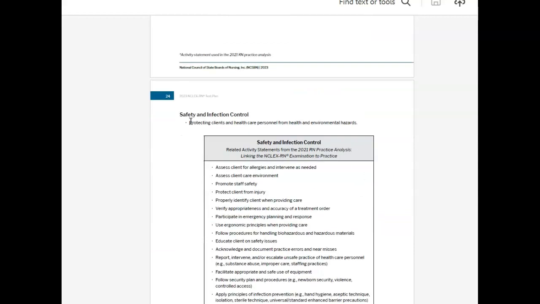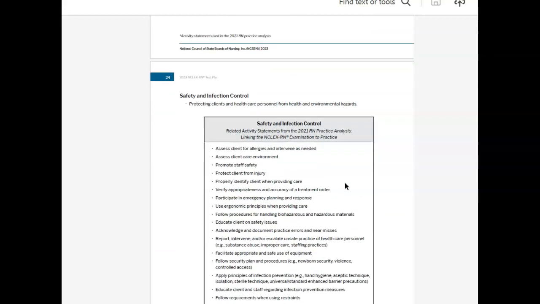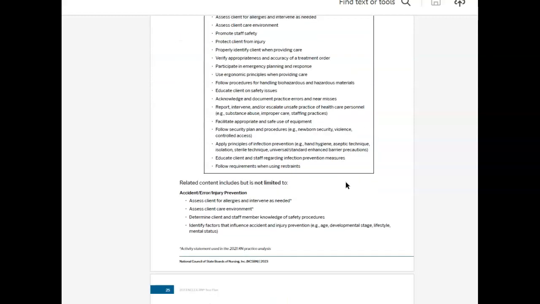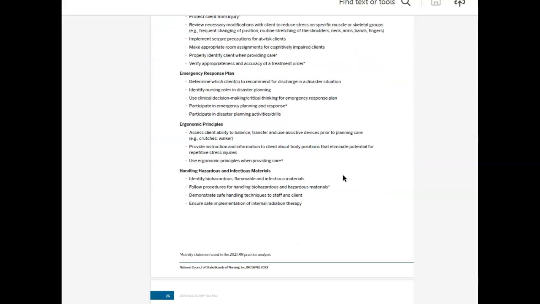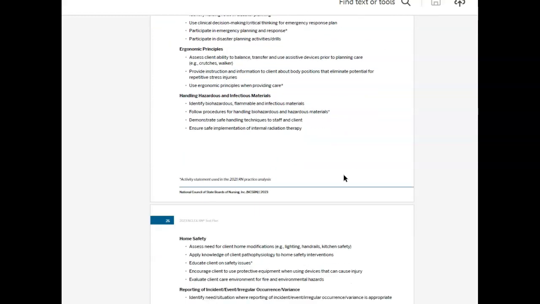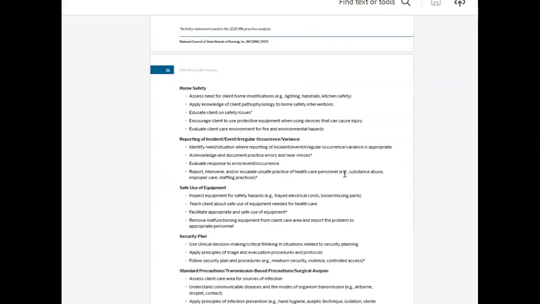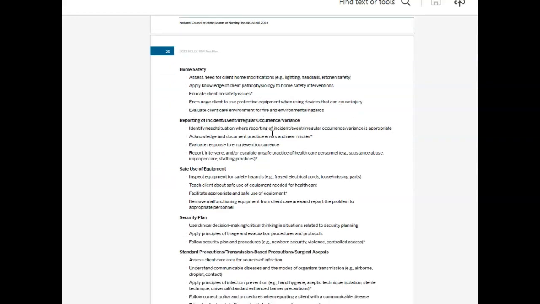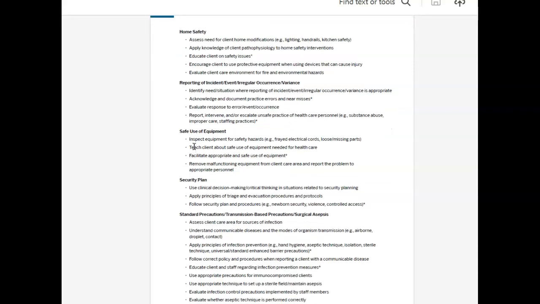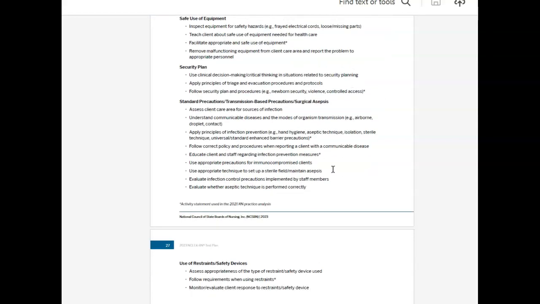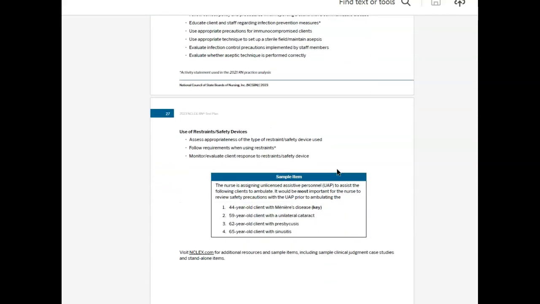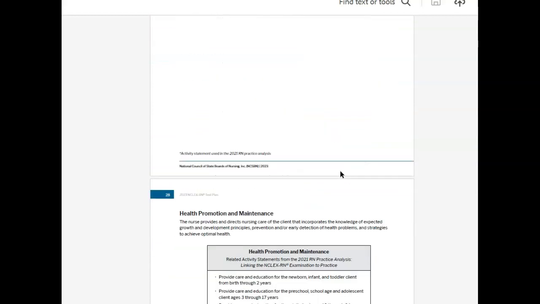So this goes on in the same way. You've got safety and infection control. That's all about protecting the client from injuries. It's accident and error prevention, emergency response plan, ergonomic principles, handling hazardous and infectious materials, home safety, reporting of incident events, so variance reports. That's important. You'll have questions about that, and you also need to know what to do with that as a student and a nurse. So safe use of equipment, security plans, standard precautions. That's important to know what those are. And use of restraints is also very important.